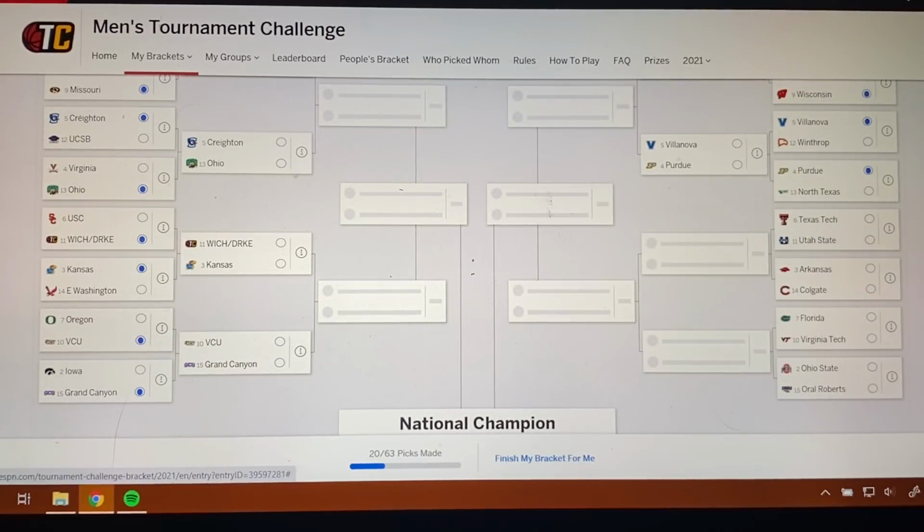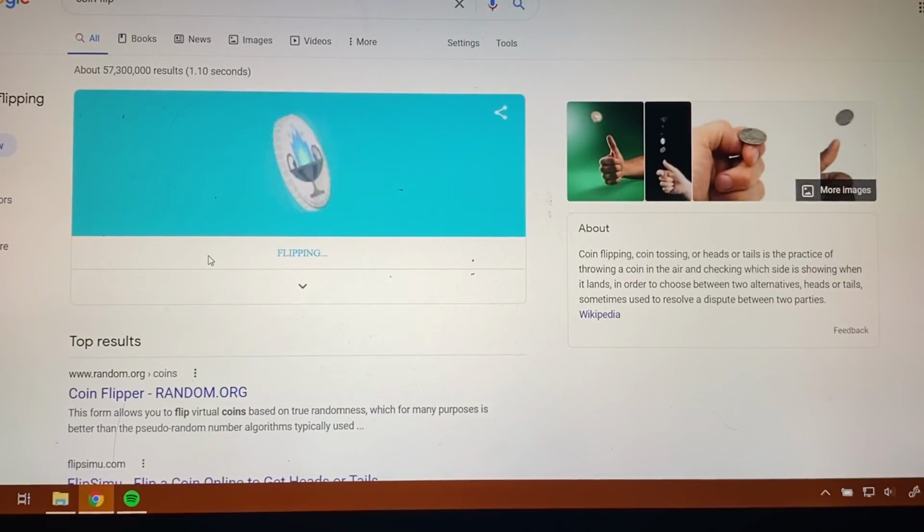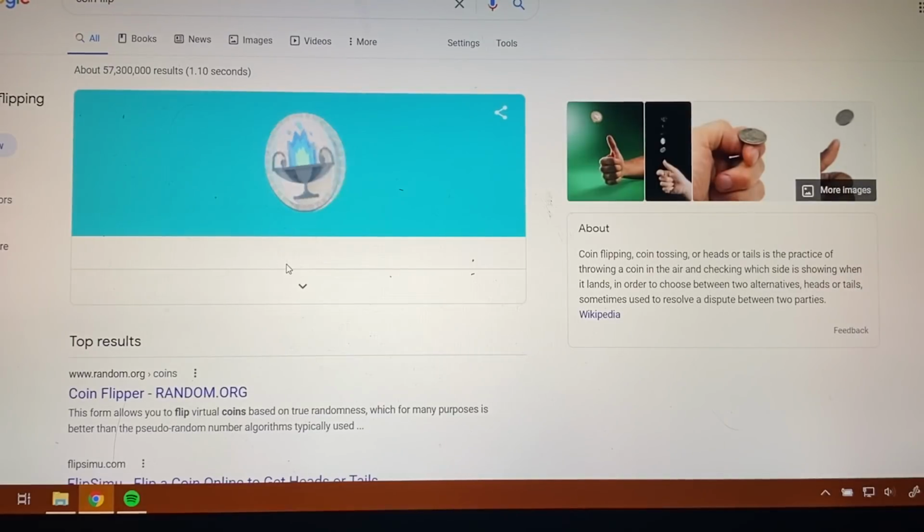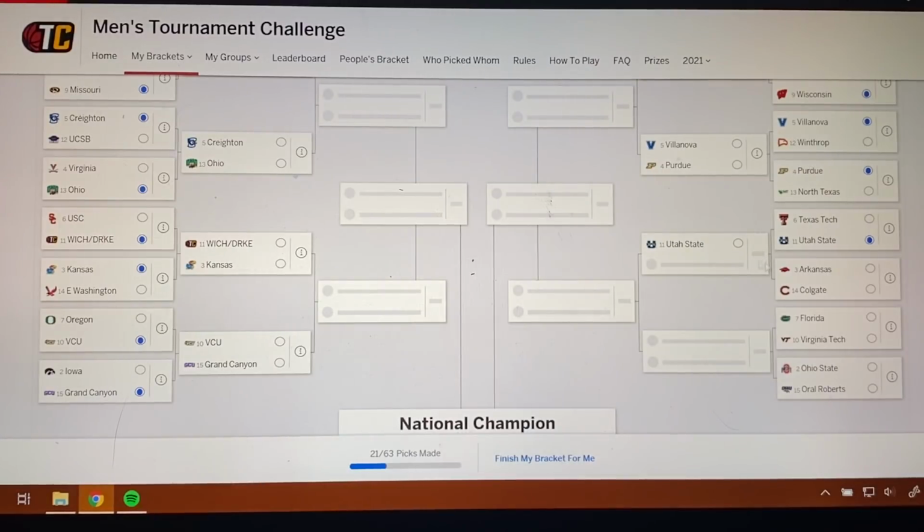So up next, Texas Tech versus Utah State. Let's see what the coin flip has. We have Utah State as the 11 seed moving on. All right, we gotta have at least one 14/3 upset. Both of the 3 seeds have won so far. Colgate, the Fighting Toothpastes? Nope. Arkansas is moving on. I almost clicked Colgate there.